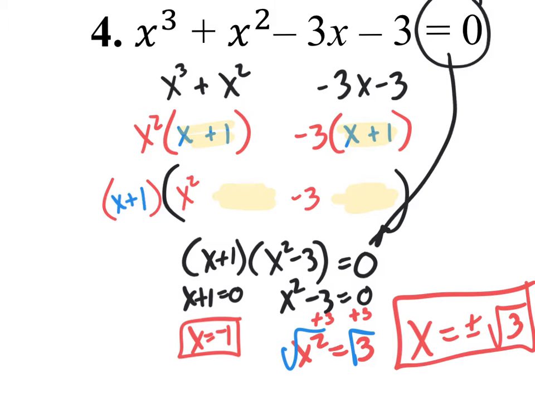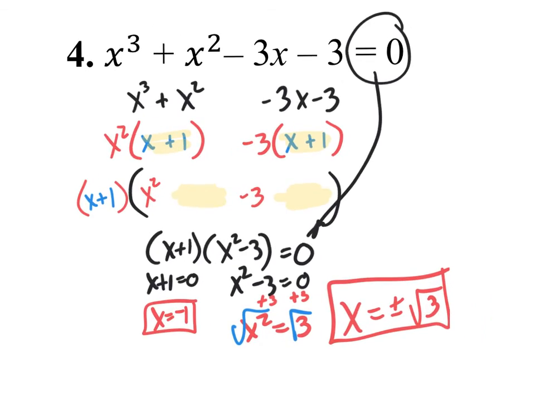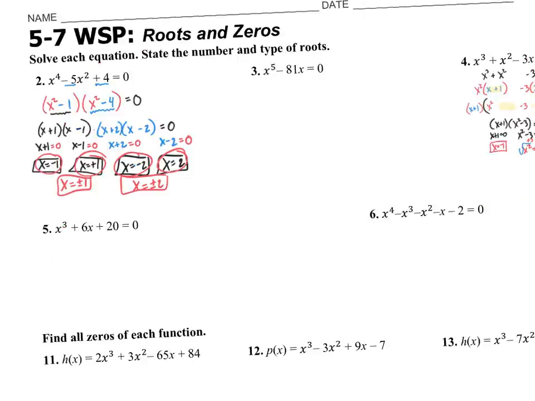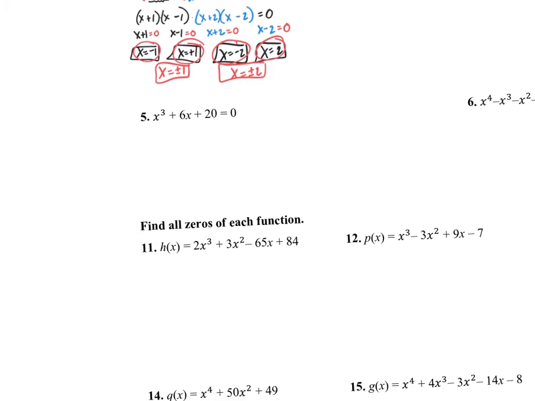Okay, so we technically have 3 answers for this cubic equation. 3 answers. One answer is -1, the other one's positive square root of 3, the other one's a negative square root of 3, which are irrational decimals. They're crazy decimals, but they are decimals, they are numbers, they are real. So this cubic equation has 3 real zeros, or 3 real roots, or 3 real solutions. Let's jump to number 5.